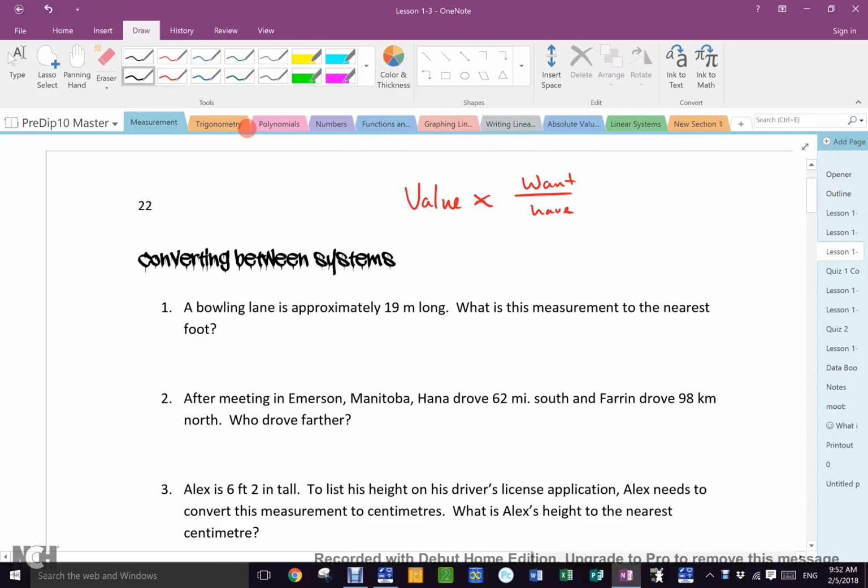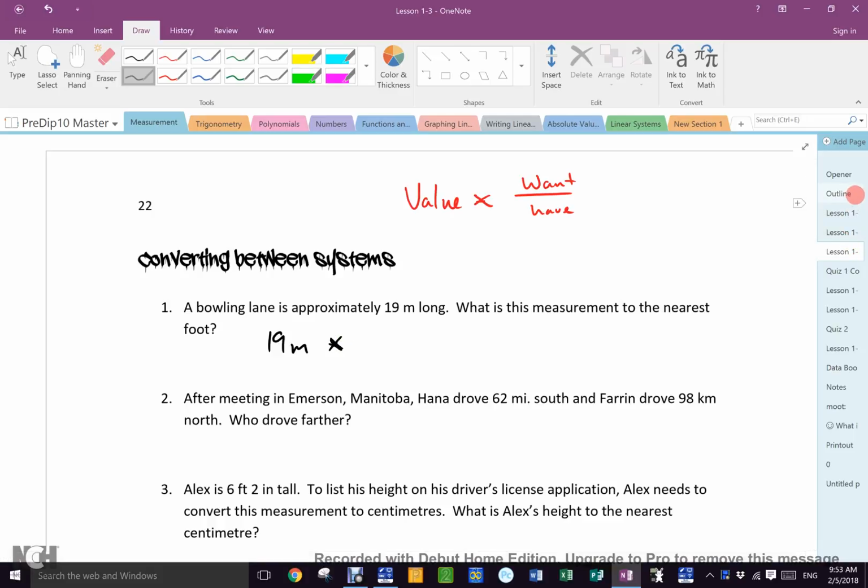This first one here, you're starting at 19 meters and you want feet. So, did I give you guys the sheet? I did. I see them right now. Something weird happened that I noticed on this first block.